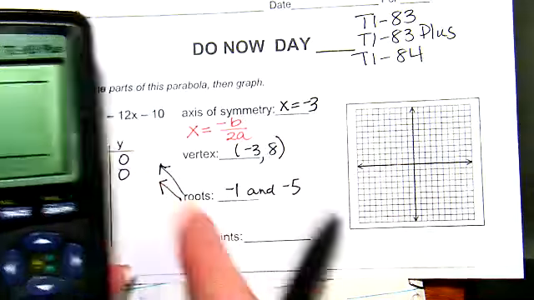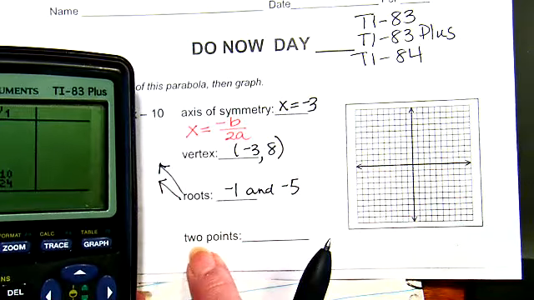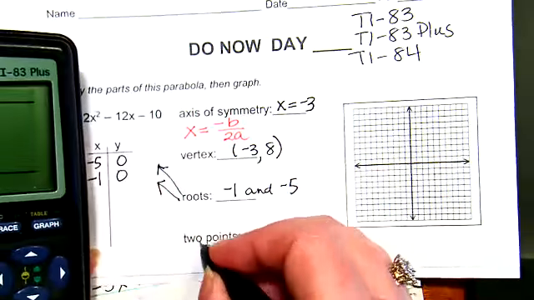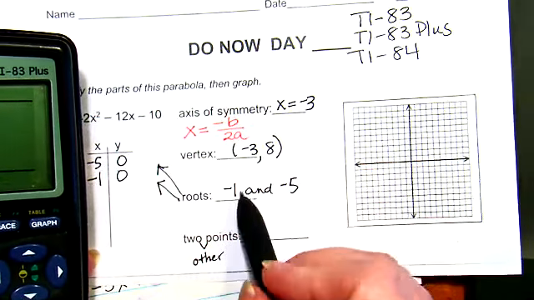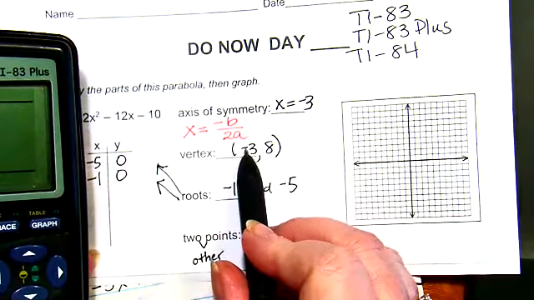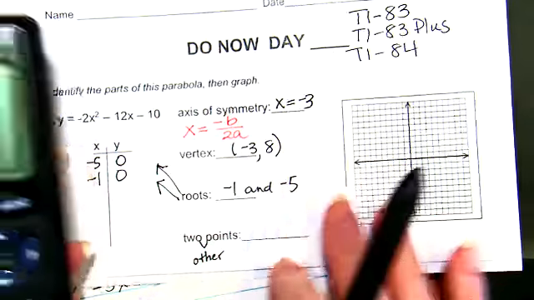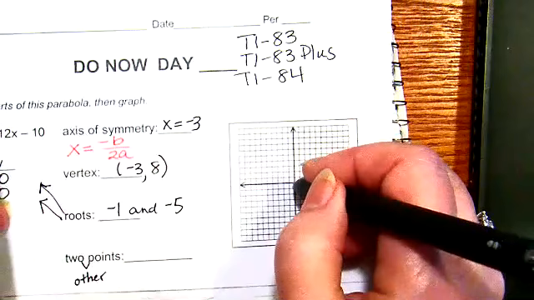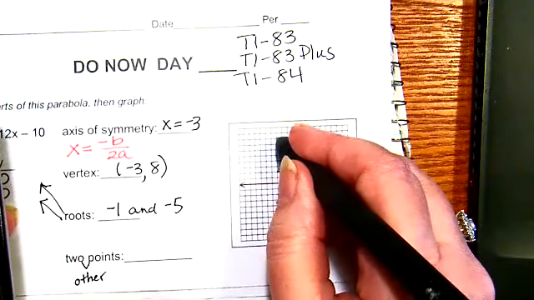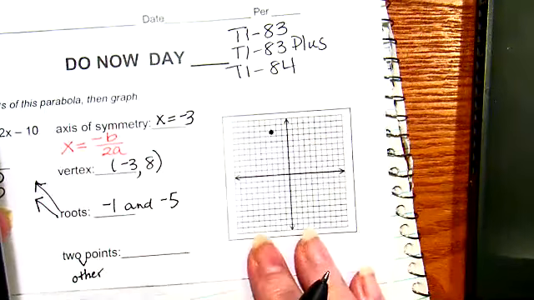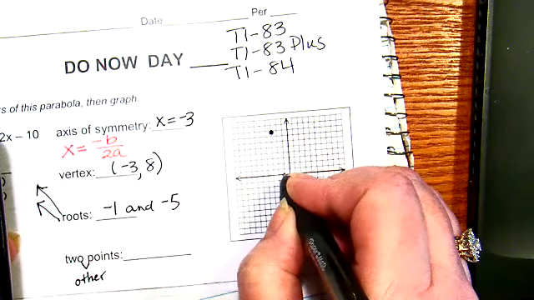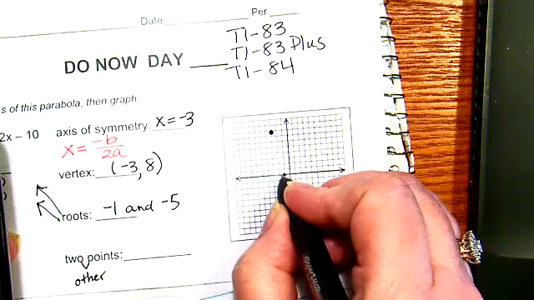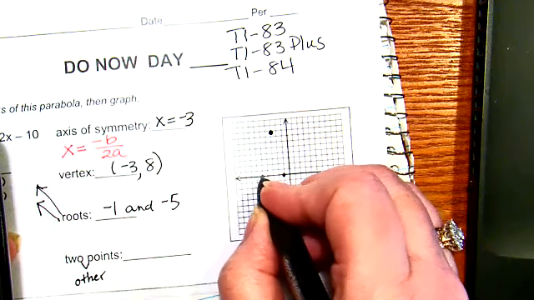Now this is easy on this calculator because I'm already at the table, and I need to find 2 other points. I don't want to repeat this point or this point or this point. I already have these 3 points, and I can graph them. 1, 2, 3. There's -3, 8. And the zeros are x-intercepts, so they just stay right here on the x-axis. 1, 2, 3, 4, 5.